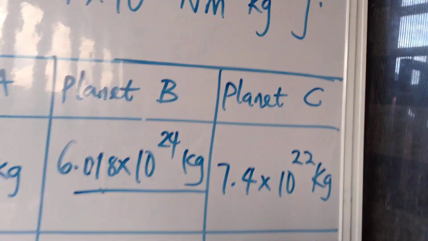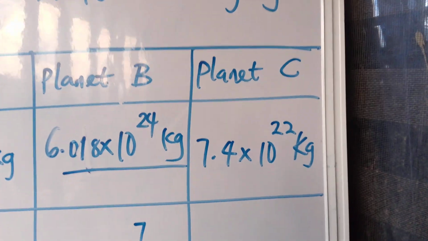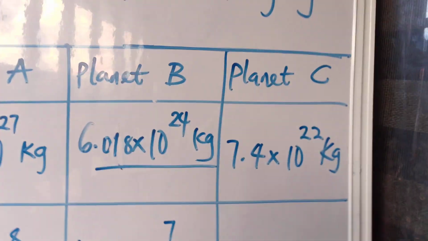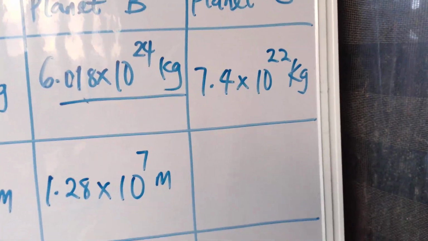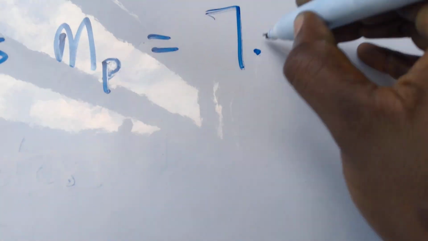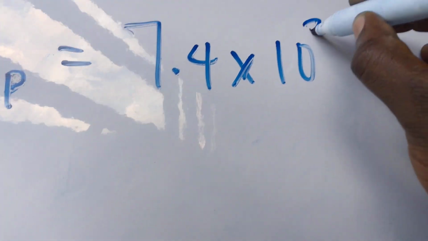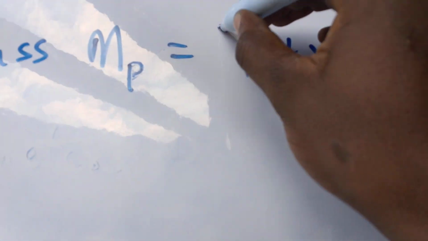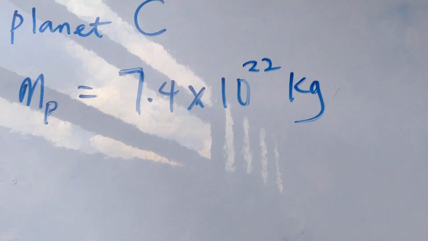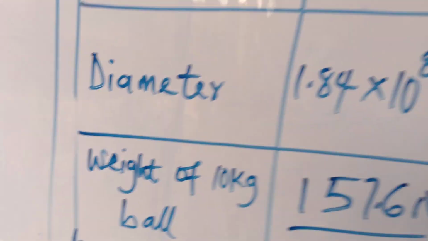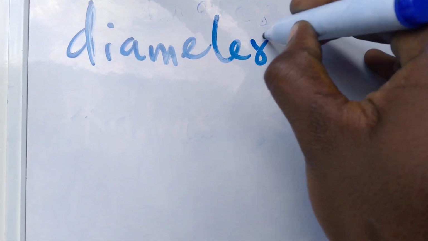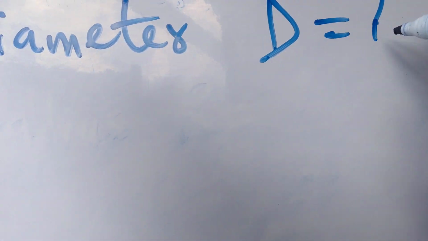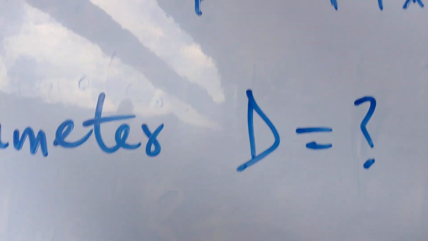Now let's solve for that of planet C. For planet C, first we take the mass. The mass of the planet is 7.4 times 10 raised to power 22 kilogram. That is the mass of planet C. Then the diameter was not given to us. The diameter D was not given, so we write that down, question mark.